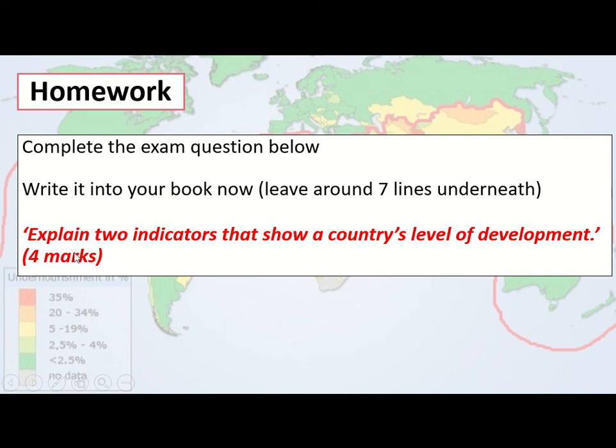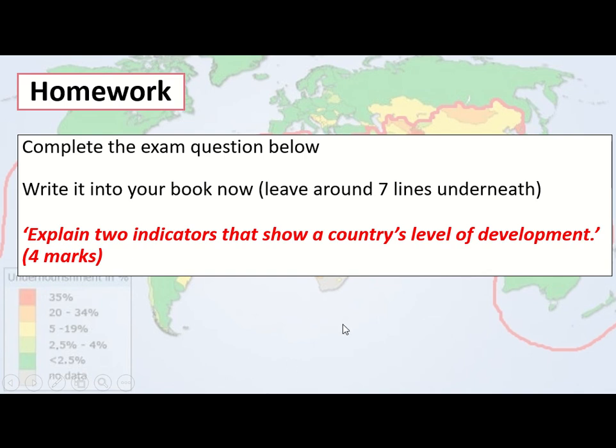Then you just have to simply do that same thing again for another indicator. So I'd like you to pick 2 indicators, not birth rate, and practice just describing how it shows level of development. So I didn't get the first mark until I said birth rate being high shows less development. That was the first mark. If I'd said birth rate, number of babies born per 1,000 is low, showing more development, that would be worth a mark. And this is because it suggests that there is more access to contraception. That would be my second mark.